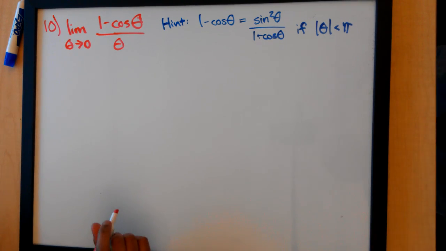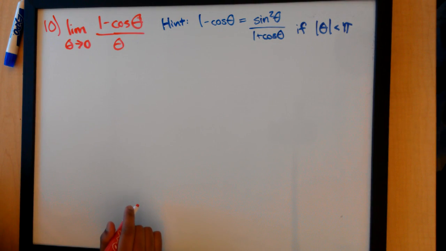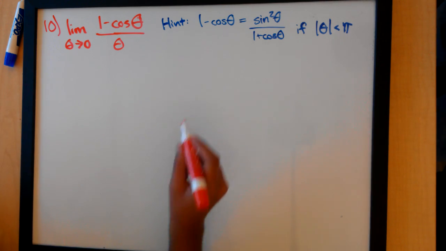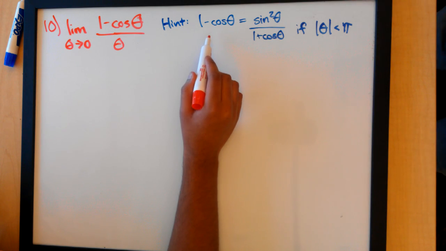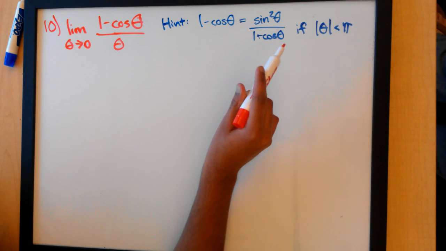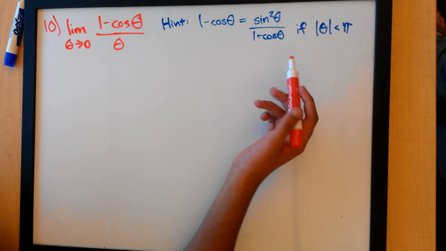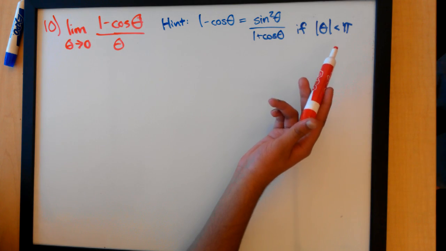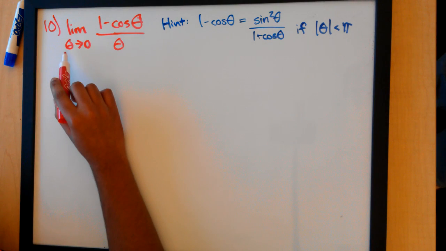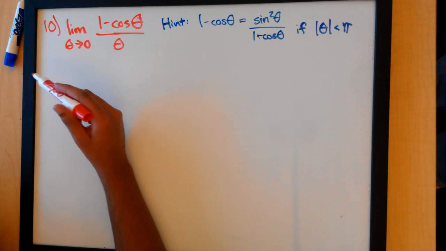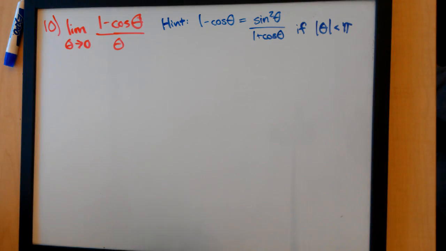Okay, so this is problem number 10. It's asking to find the limit as theta approaches 0 of (1 minus cosine theta) divided by theta. And the book also gives a hint: 1 minus cosine theta equals sine squared theta divided by 1 plus cosine theta if the absolute value of theta is less than pi. And so in the problem we see that theta is going to 0, and 0 is less than pi, so we can use this hint.